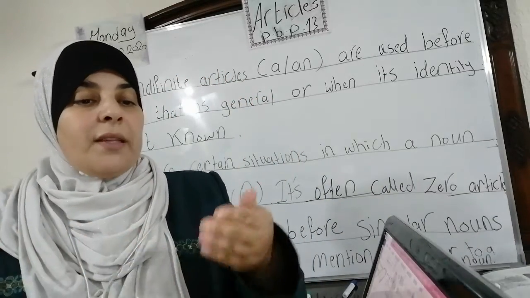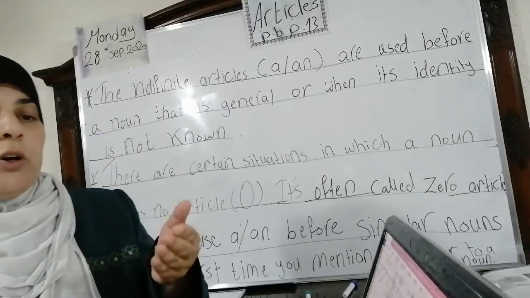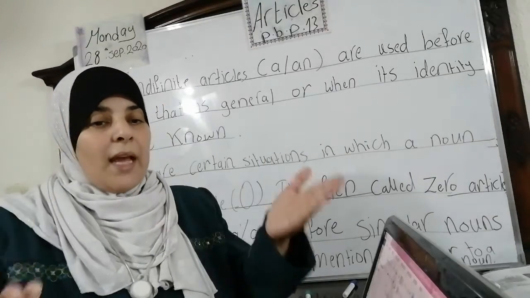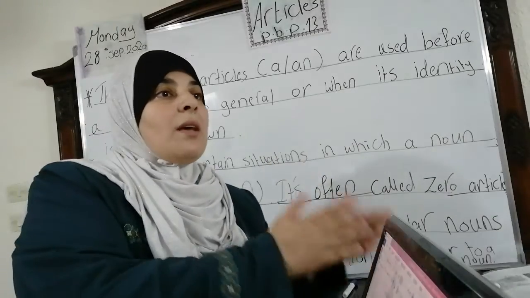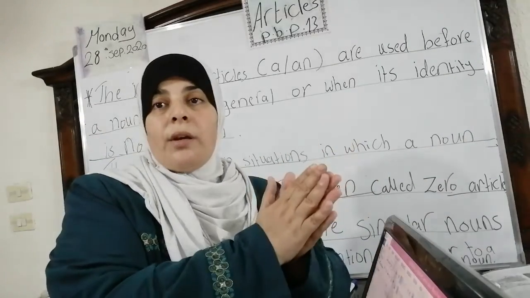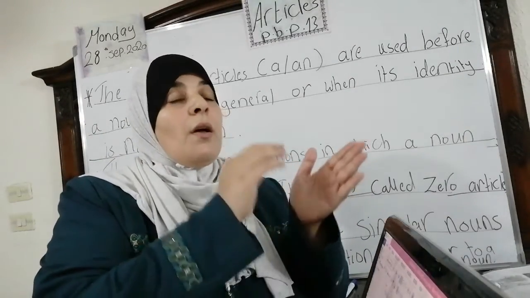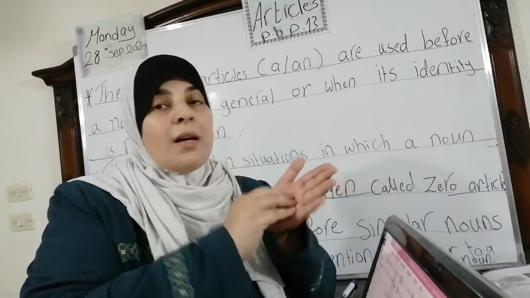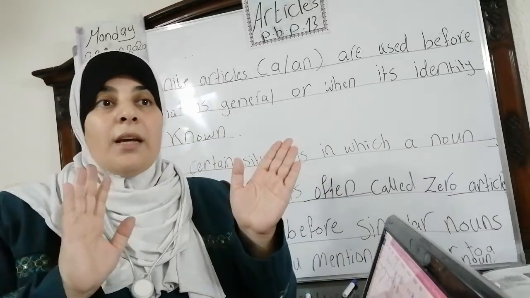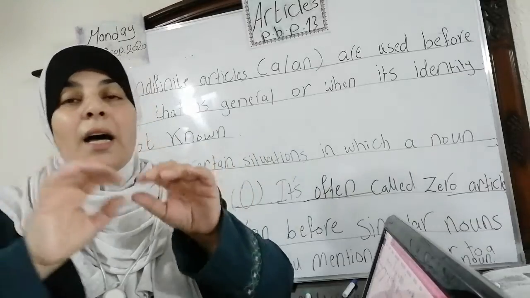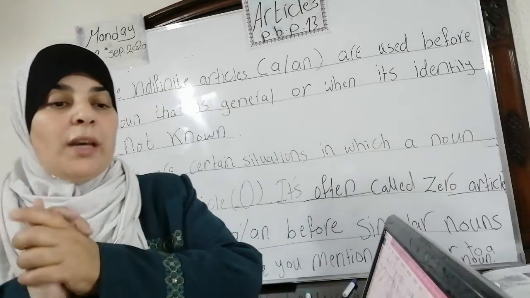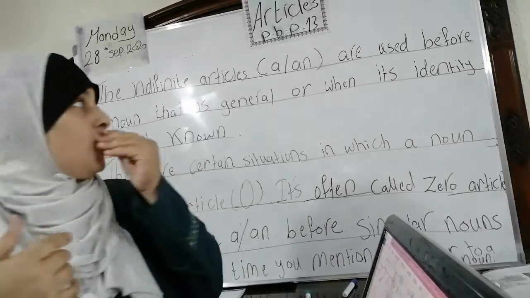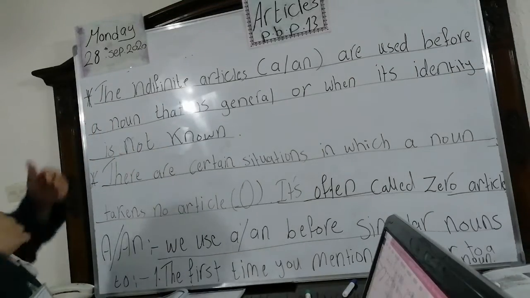The definite article the is used before a noun. Why? To indicate that the identity of the noun is known to the reader. When I say, I saw a boy, full stop, the boy is my son's friend. He is my son's friend. I know, or the reader knows, who the boy is now. Now, let's move to the next one.